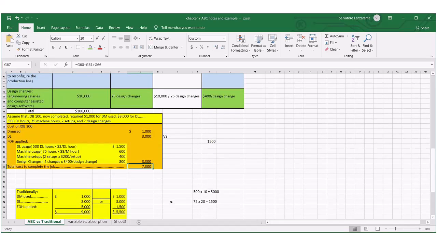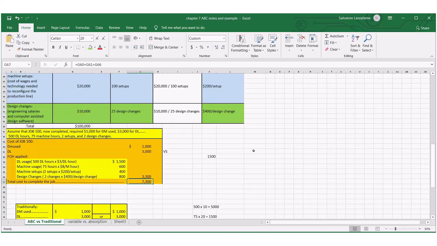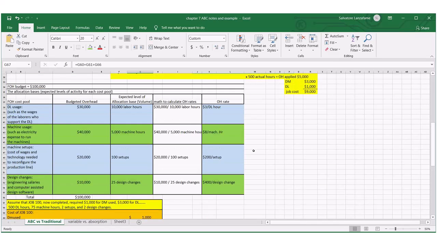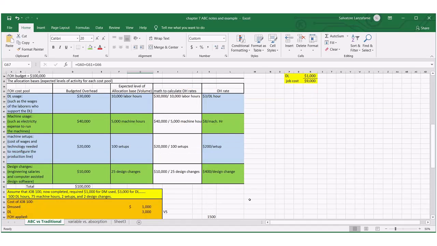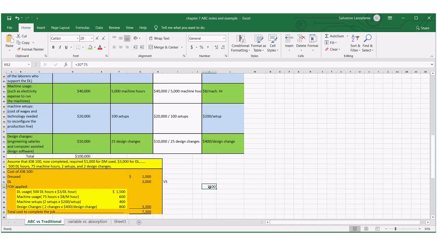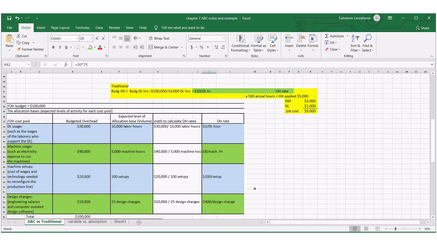And let's see, what did I do for this one? What if, I can't remember how I got this 1,500 here. Let me think. I may have just said, hey, what if we were just using machine hours? So what if we said, instead of using direct labor, let's go with machine usage, right? So if I went the old way, this 100,000, and I divided it by 5,000 machine hours, let's see what happens here.